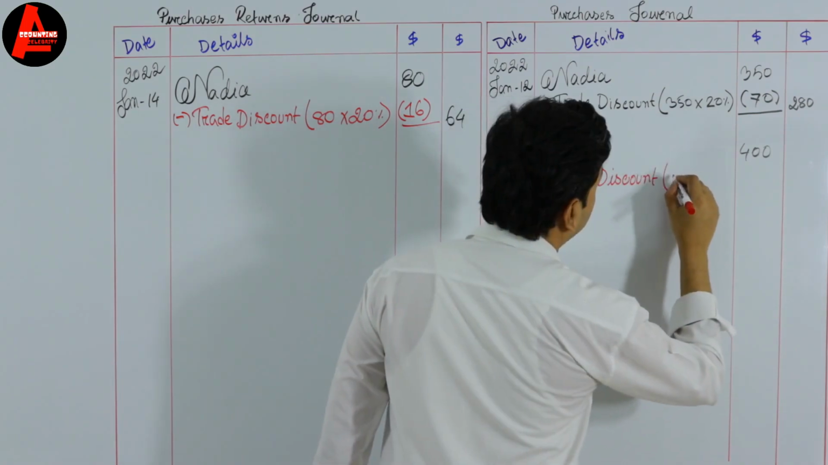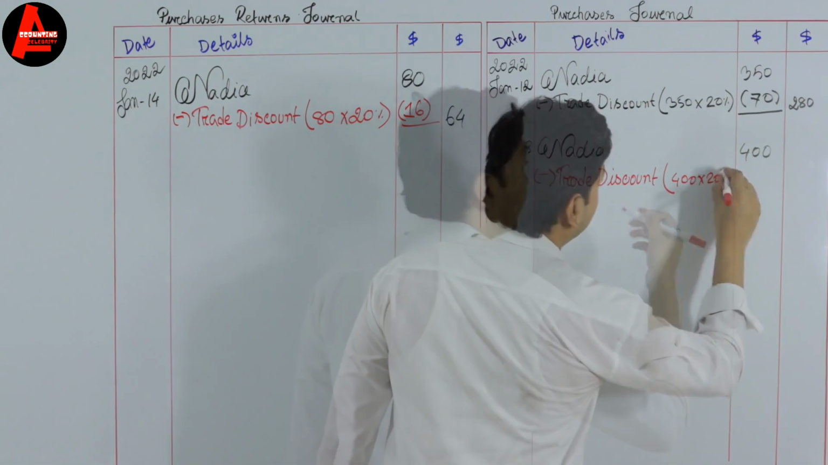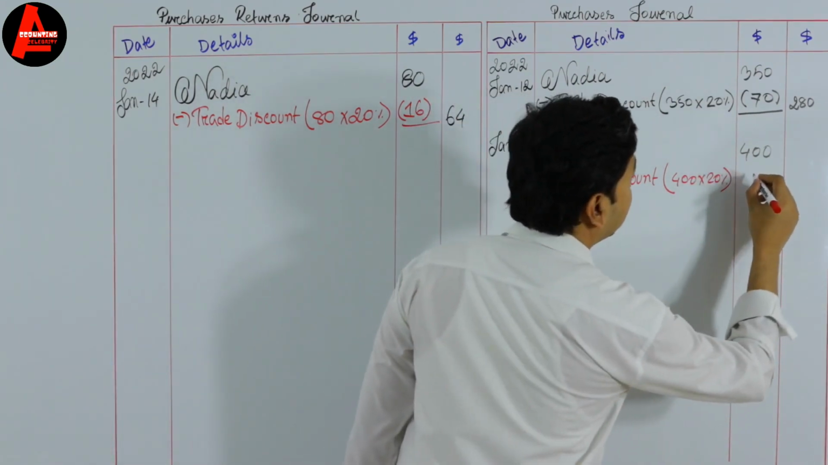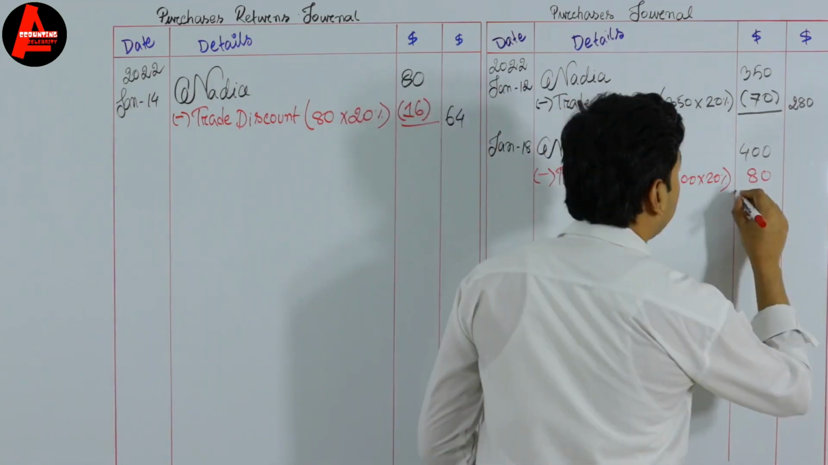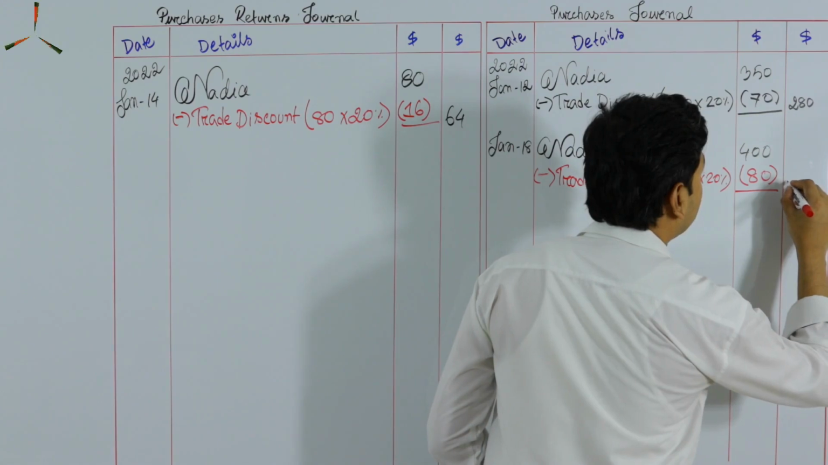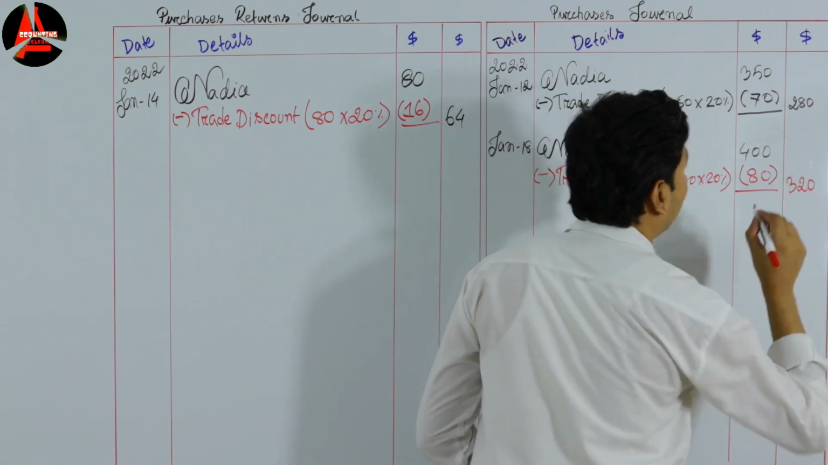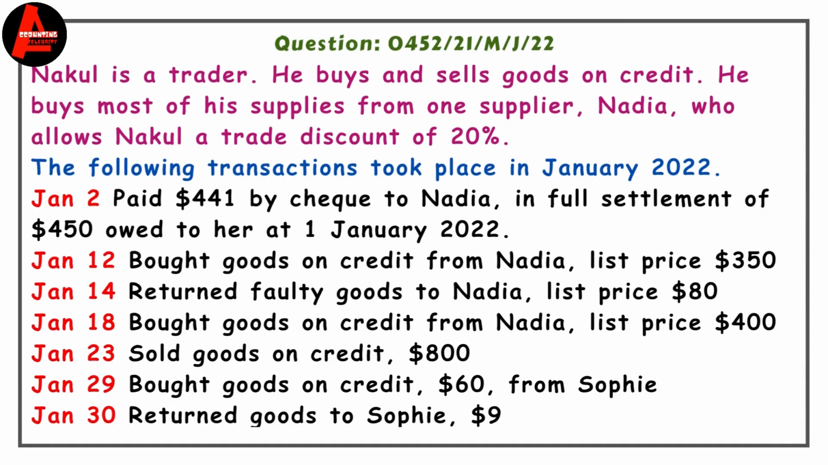So we will write here 400 times 20%. If we multiply, we get an $80 discount, right? So if we subtract $80 from 400, we get $320. Okay, so this is done. What do we have next?